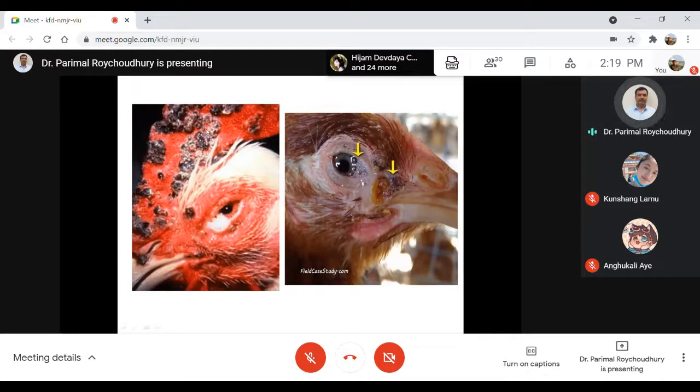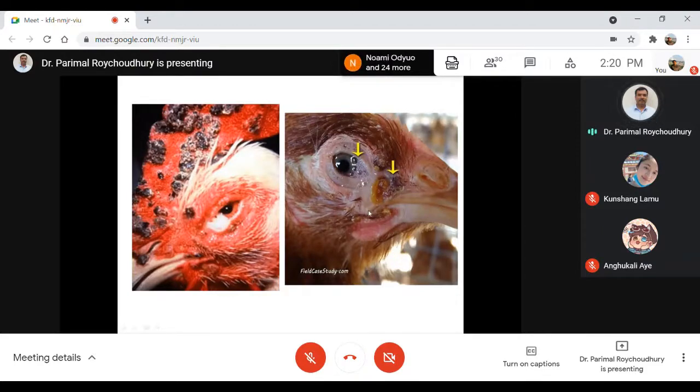However, in the cutaneous form, we can see the hairless bird, particularly near the beak, the wattles and combs, we can see this kind of typical lesions of pox, which gradually dries off and finally descends from this area. And in these skin scabs, the virus can persist for months together. That we need to take care.